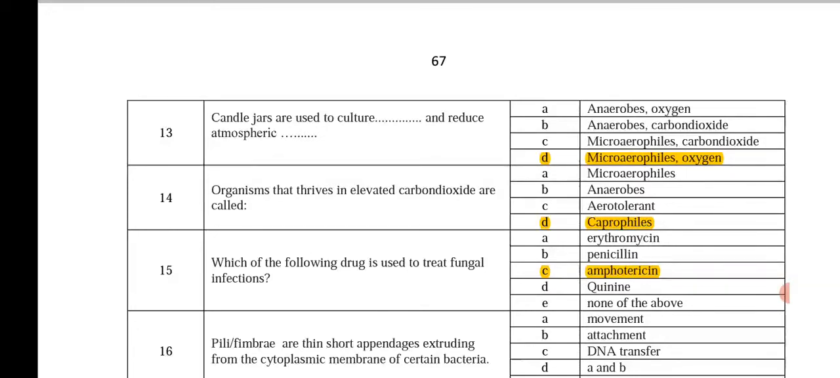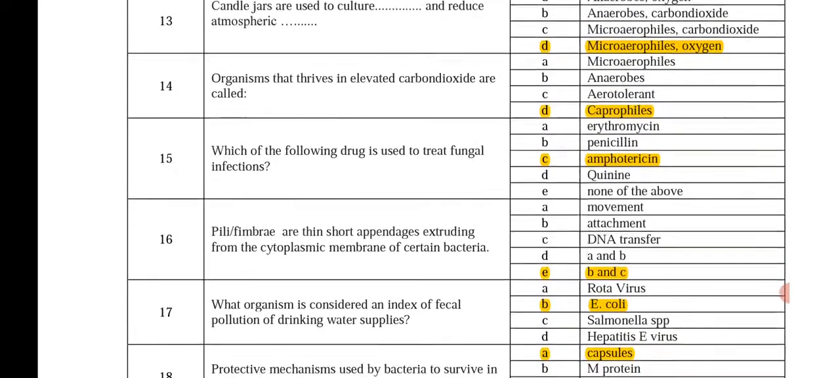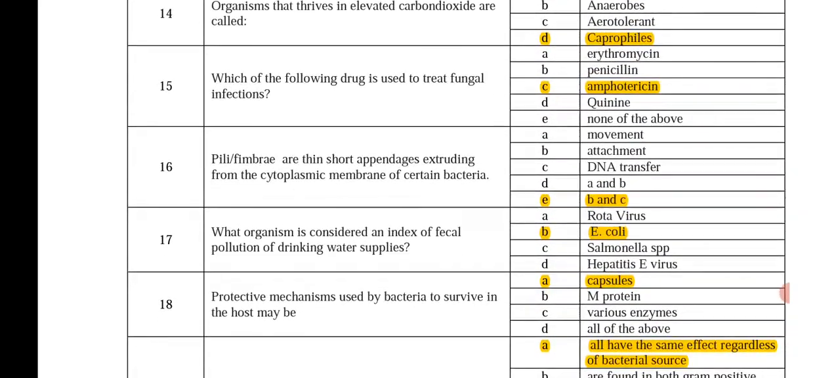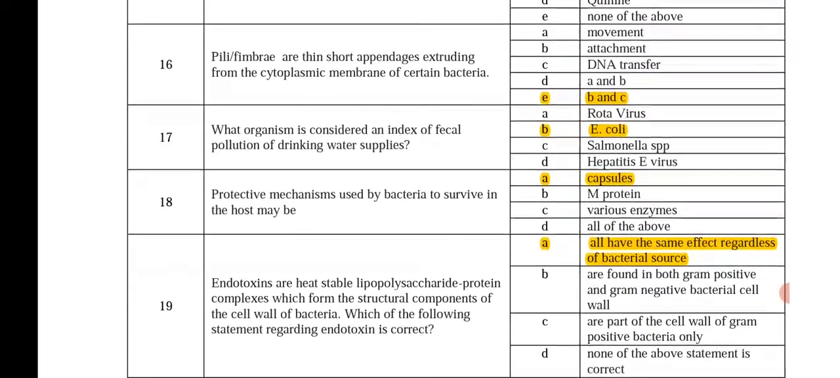Which of the following drugs is used to treat fungal infections? Amphotericin. Pili and fimbriae are short, thin appendages extruding from the cytoplasmic membrane of certain bacteria. B and C, attachment and DNA transfer. What organism is considered an index of fecal pollution of drinking water supplies? E. coli. A protective mechanism used by bacteria to survive in the host may be capsules.